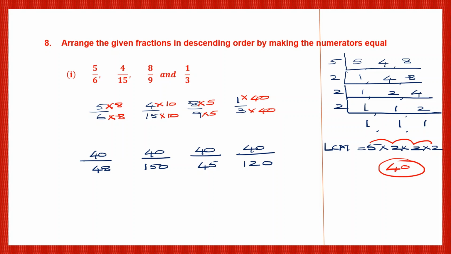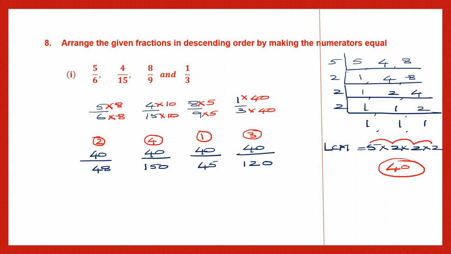So now we have all four fractions with numerators the same. Now here you need to be careful. Since we are arranging in descending order, the biggest fraction should come first. When numerators are the same, the smallest denominator is the biggest fraction. So which is the smallest denominator? 45. So this is the biggest fraction here. Then we find 48 to be the next biggest. Then we have 40 by 120, and 40 by 150 is the smallest.